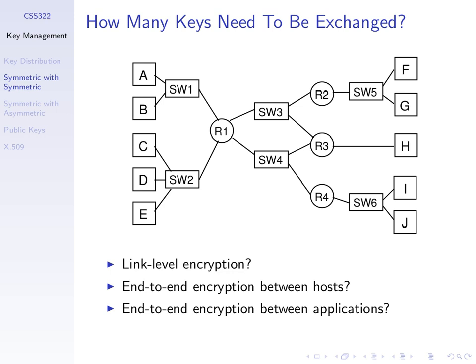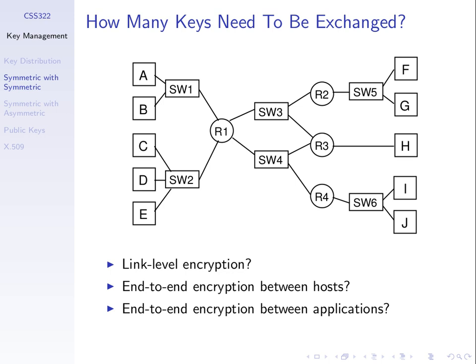If we have a large network with 10,000 users, we need 50 million keys to share. End-to-end encryption, we need more keys than link encryption generally. The more keys to share, the more overhead we have in performing that sharing, the harder it is. Between hosts means that A, when it wants to communicate with F, uses just one shared secret key.